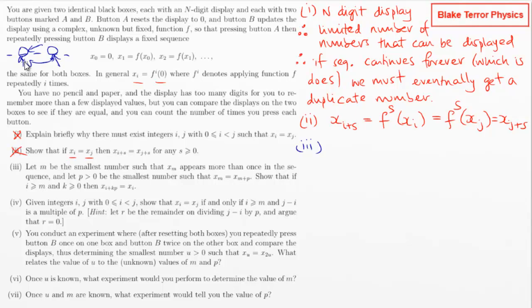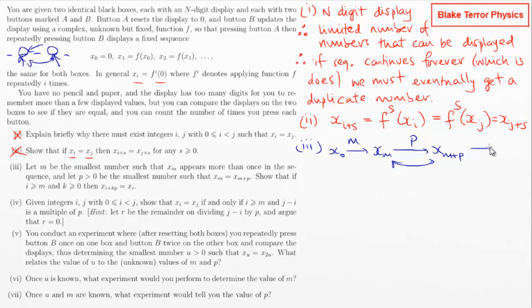Show that, right, so i is greater than or equal to m. Again, this seems pretty obvious. So what we're saying here is we start at x0, we go up to xm, which means we pressed m times. Then we go up to x(m+p), so we pressed another p times. So we're saying these are now the same. That's the first duplicate that we've got.